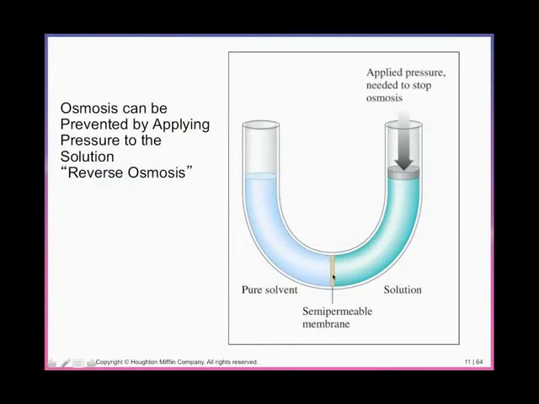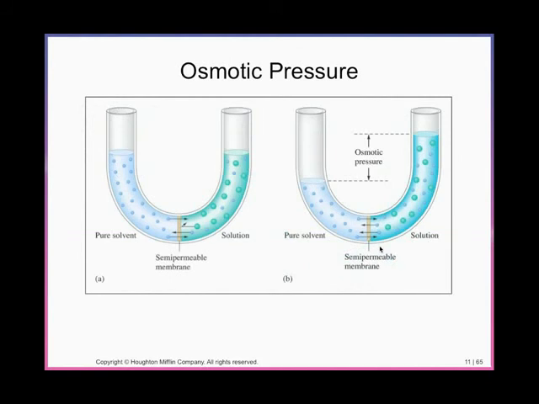Now here's another way to look at osmotic pressure. Here we have a pure solvent, and here we have a solution. Water is going to go in this direction here. Now, osmotic pressure can be defined as the pressure needed to stop or reverse osmosis, as we see here. So here is our pure solvent and the solution, with a semi-permeable membrane.